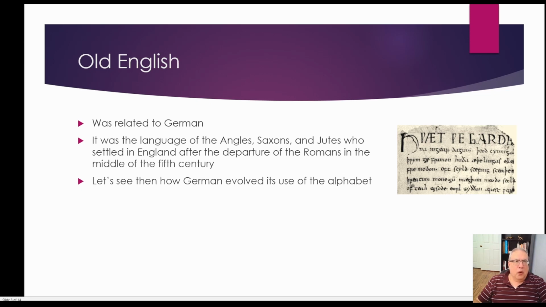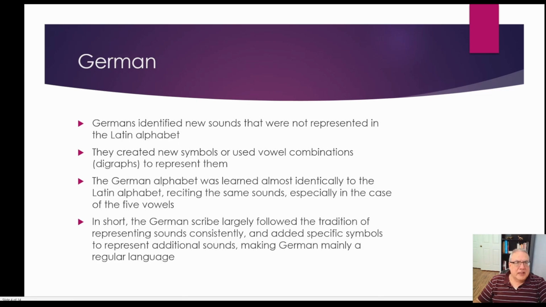To understand how Old English evolved, let's take a quick look at how German evolved in the use of the alphabet. German scribes identified new sounds that were used in their language and not represented in the Latin alphabet. To solve the situation, they created new symbols or used vowel combinations, also called digraphs, to represent them. The German alphabet was learned almost identically to the Latin alphabet, reciting the same sounds, especially in the case of the 5 vowels. An example of this is the word schön.